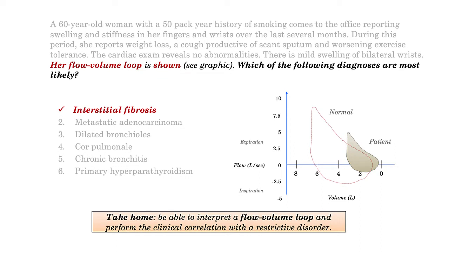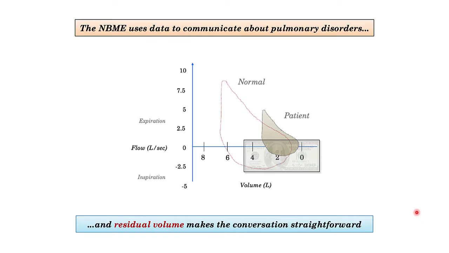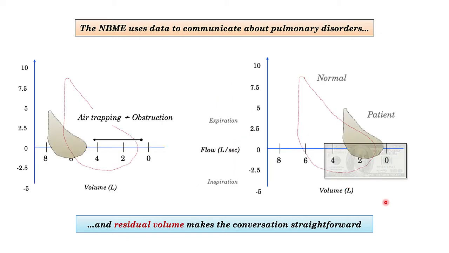a restrictive disorder. Insofar as interpreting this curve, if you just focus on the residual volume on the right part of the curve, you'll have no difficulty distinguishing between restrictive and obstructive disorders. And if you compare and contrast these curves, if you start with the restrictive curve and look to the right, you can see the volume has decreased consistent with a reduction in residual volume.